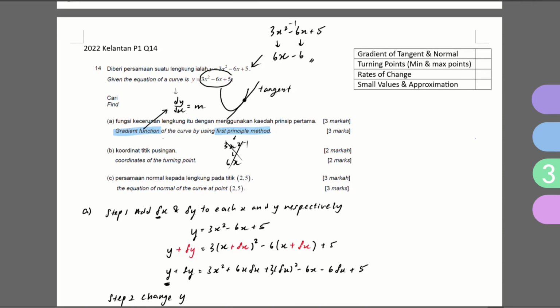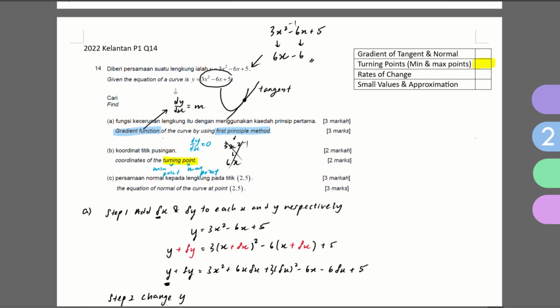Alright, so moving on to part B, we are finding the coordinates of the turning point. So this involves the second application in differentiation. What turning point means is there are actually two types. One is the minimum point and one is the maximum point. And to find out turning points, we can actually use dy over dx equals 0.